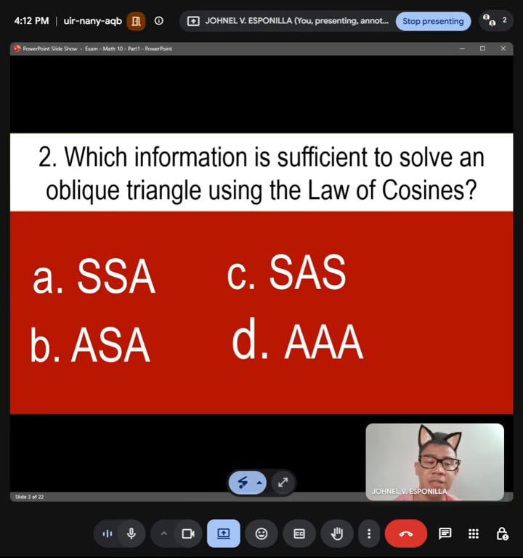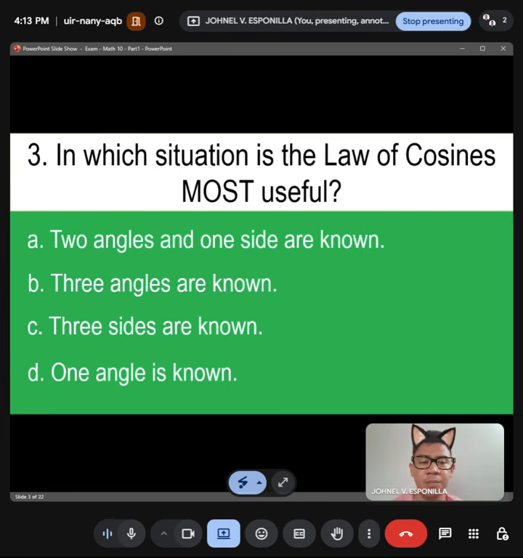Which information is sufficient to solve an oblique triangle using the law of cosines? So, we said that earlier, 5 seconds go. Okay, and the correct answer is we have the SAS and the other condition for the law of cosines is the SSS case.